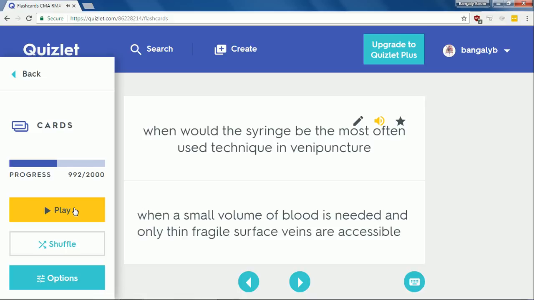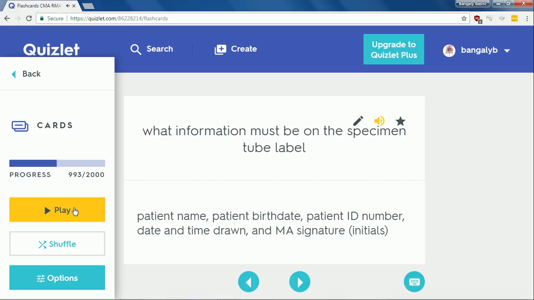When would the syringe be the most often used technique in venipuncture? When a small volume of blood is needed and only thin fragile surface veins are accessible. What information must be on the specimen tube label? Patient name, patient birth date, patient ID number, date and time drawn, and MA signature.